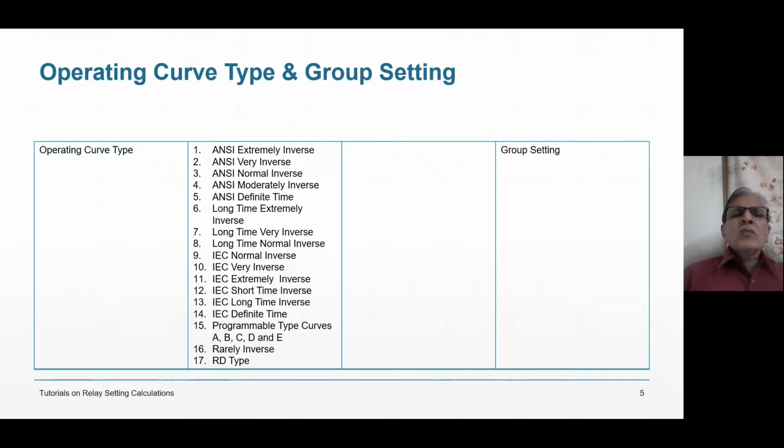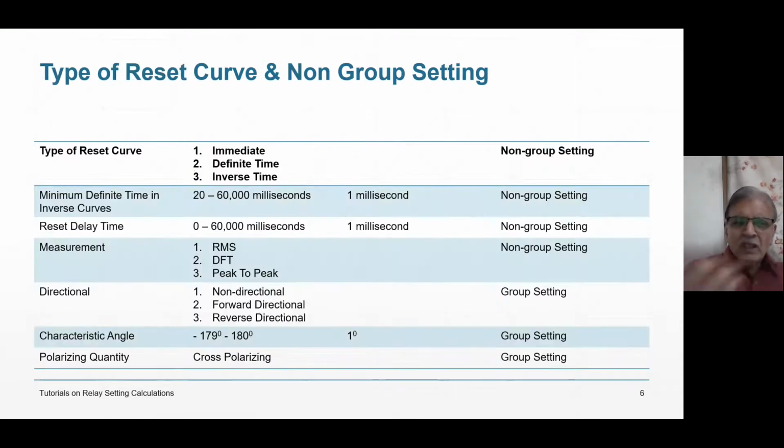No relay manufacturer is manufacturing electromagnetic relays. No person is using electromagnetic relays. So forget about electromagnetic relays. Here there are 17 different curves. You can see I talked about them. I'll not repeat. I'll go ahead.